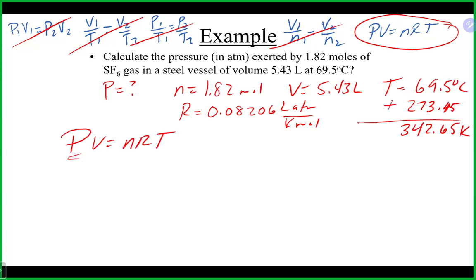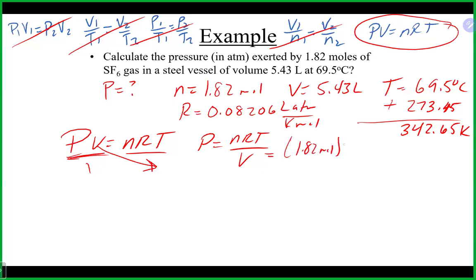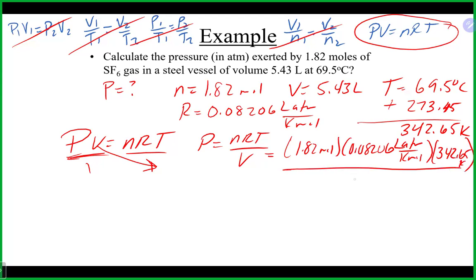Now, if we take our PV equals nRT, we're going to solve for pressure. Once again, you could think of it like a fraction, if you will. Volume is going to end up on the bottom when it goes to the other side. Dividing it over, P is equal to nRT divided by V. Pop in our numbers here: 1.82 moles, 0.08206 liters atmosphere per Kelvin mole, times my temperature in Kelvin, divided by our volume here of 5.43 liters.